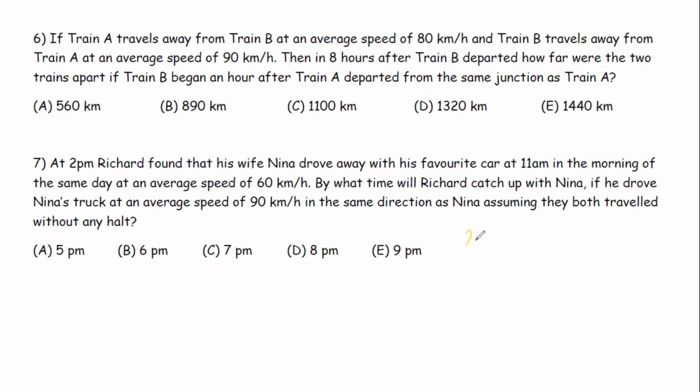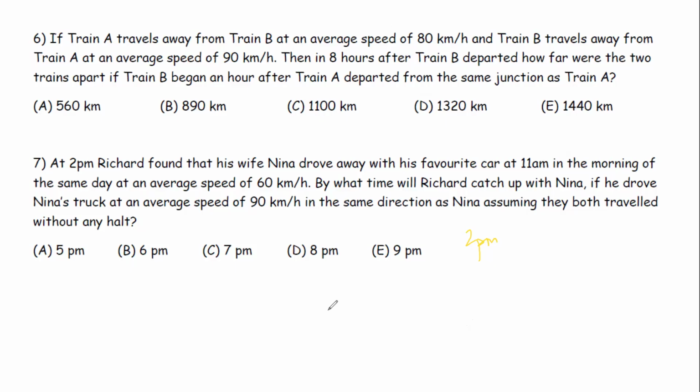Okay, last question, seventh one. At 2 p.m., Richard found that his wife Nina drove away with his favorite car at 11 a.m. in the morning of the same day, at an average speed of 60 kilometers per hour.